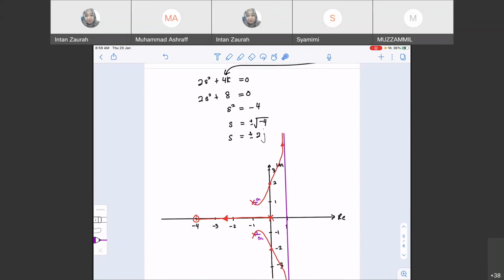Doktor. Yes, Ayah. Boleh estimate balik ke yang 2s squared plus 4k equal to 0? Macam mana boleh dapat? 2s squared plus 4k.